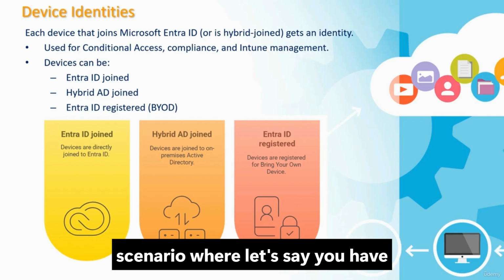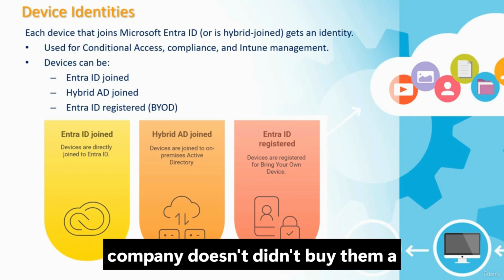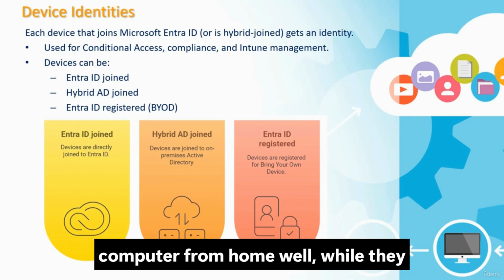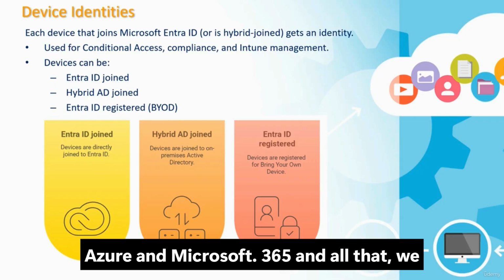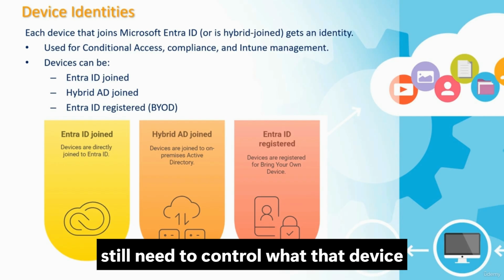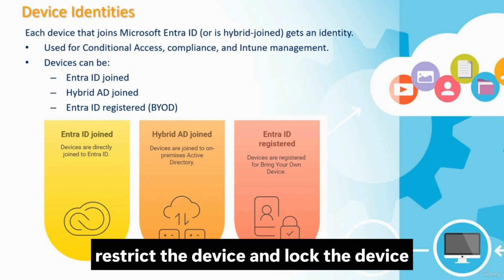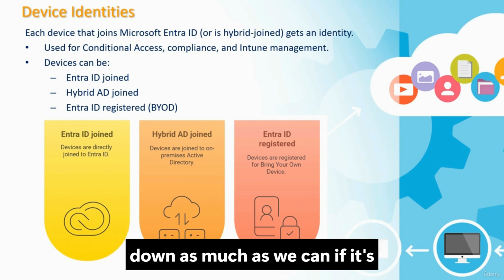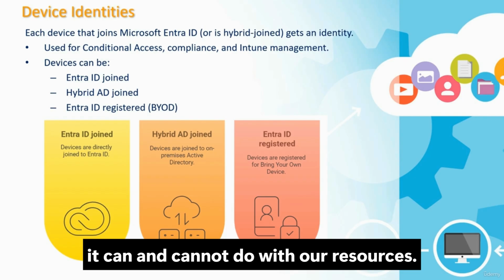So that's going to be a scenario where, let's say you have somebody that works from home and the company didn't buy them a computer. They're using their own computer from home. Well, while they access resources that we offer through Azure and Microsoft 365 and all that, we still need to control what that device can and cannot do, right? So we can't restrict the device and lock the device down as much as we can if it's Entra ID joined, but we can restrict what it can and cannot do with our resources.